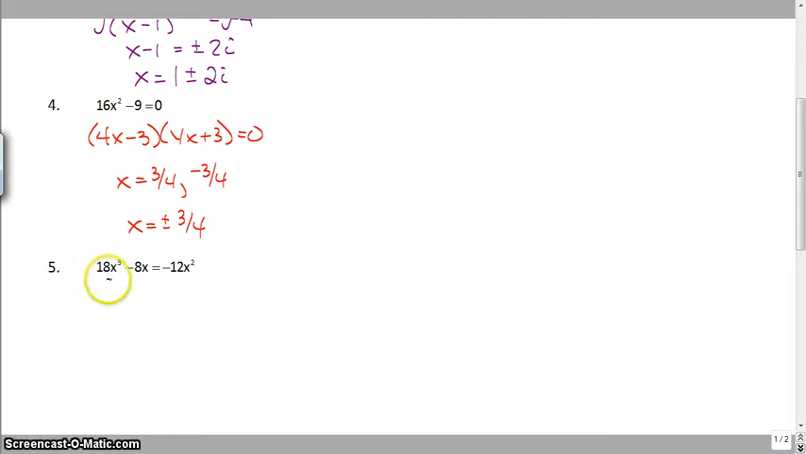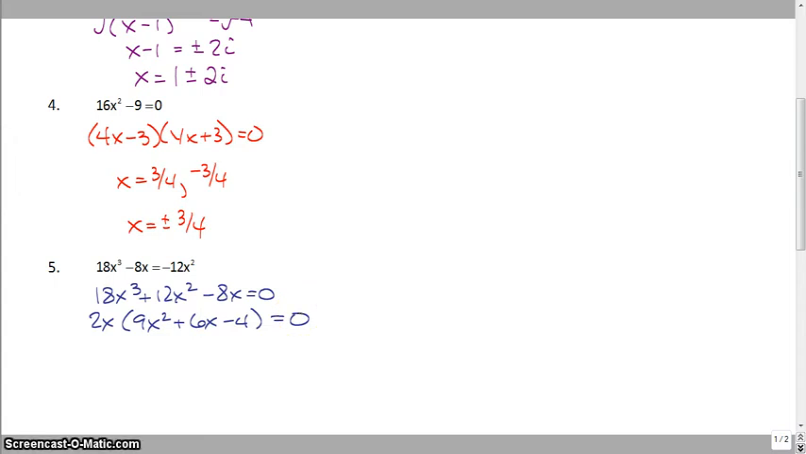Number 5, get everything to one side. 18x cubed plus 12x squared minus 8x equals 0. And you can factor out a GCF of 2x. So we have 2x, and then we have 9x squared plus 6x minus 4, which is equal to 0. And then you might think that you can do Batman, or box method, splitting the middle term, guess and check, but you're trying to multiply to negative 36 and add to 6, and it's not going to happen.